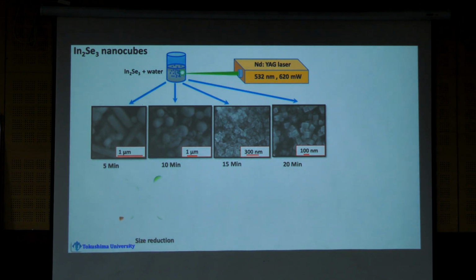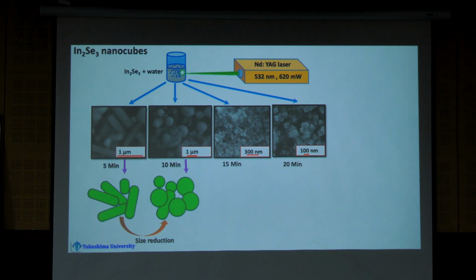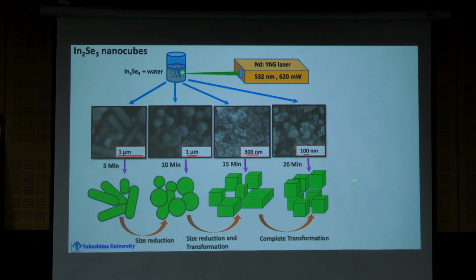After 10 minutes, the rods again vanish, it becomes spherical and few rods. After 15 minutes, the rods started to convert into cubes, and after 20 minutes, the uneven shape cubes become even shape nanocubes. Within 20 minutes, you can get the formation of nanocubes. So this was the paper published in 2021.